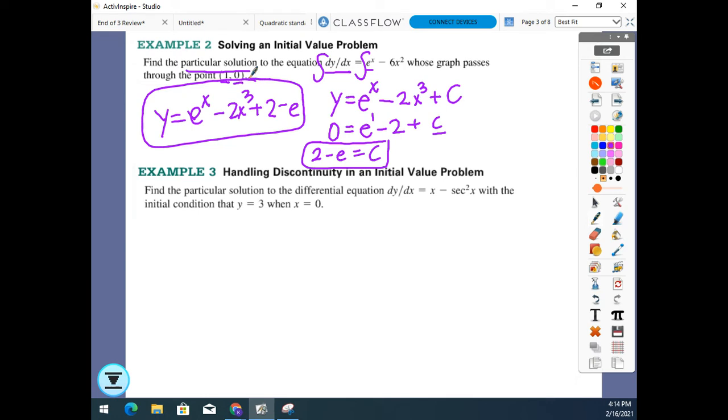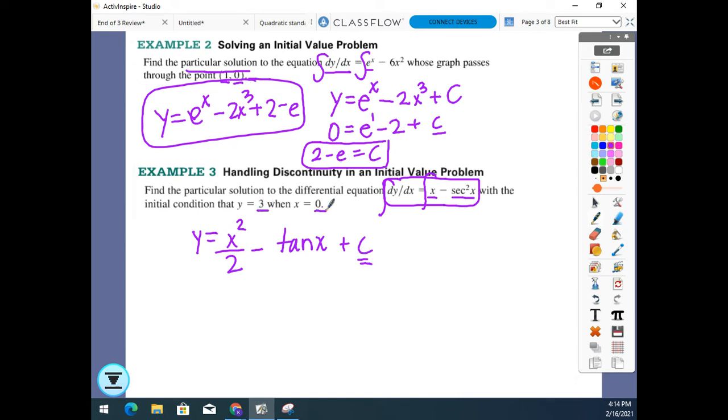All right, so example 3. Find the particular solution to the differential. So we integrate both sides. So add 1 and divide. Secant squared is tangent plus c. This plus c is extremely important in this first couple sections here.